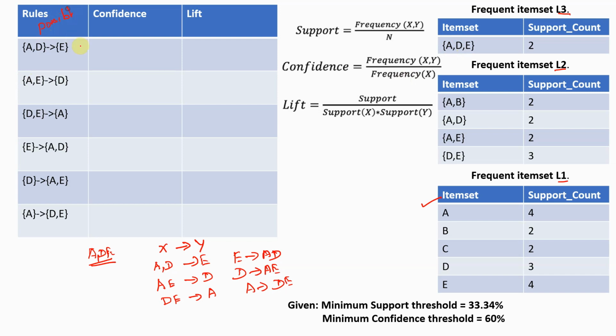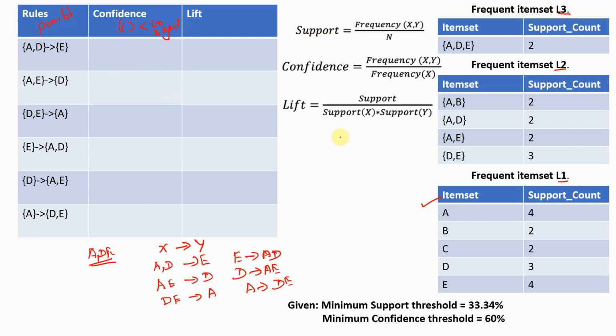These are the possible association rules. For all these rules you need to get a confidence value, and whichever rule has a confidence value less than 60% I am going to reject. I am going to keep the association rules whose confidence value is greater than 60%. So how will you get the confidence? To work with that, first I will calculate the support.